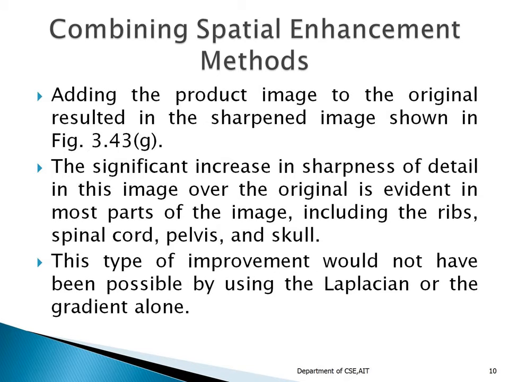When I add this image to the original image, I get the sharpened image shown in G. That means after multiplying the Laplacian and the smoothed gradient, what I get, I add to the original image, and I get G. Here you can observe the sharpness of the image has been increased over multiple details.